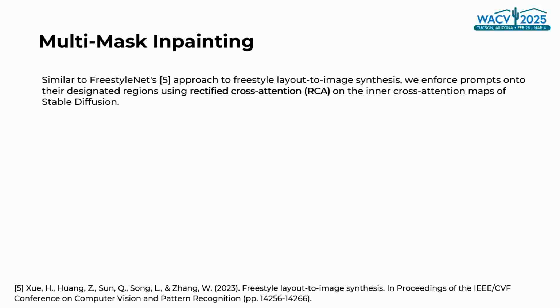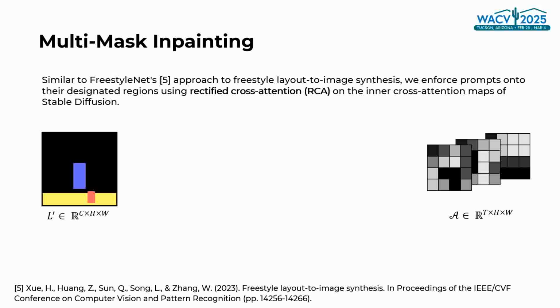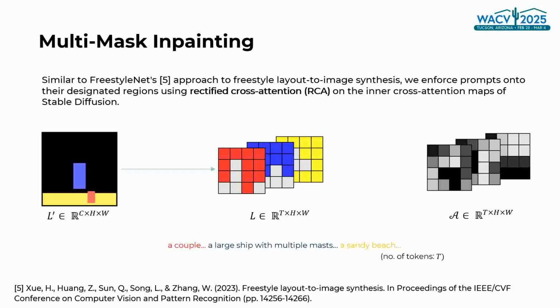We adapt Stable Diffusion to multi-mask painting by using the rectified cross-attention technique from FreestyleNet, originally designed for layout-to-image synthesis. In our approach, the binary masks of the objects act as a layout. The attention maps of a text-to-latent cross-attention layer are the other input of the rectified cross-attention algorithm. Each object's mask is repeated for all tokens related to its description, creating a binary tensor with a shape of T by H by W, where T is the number of tokens in the prompt formed by combining all the region prompts.